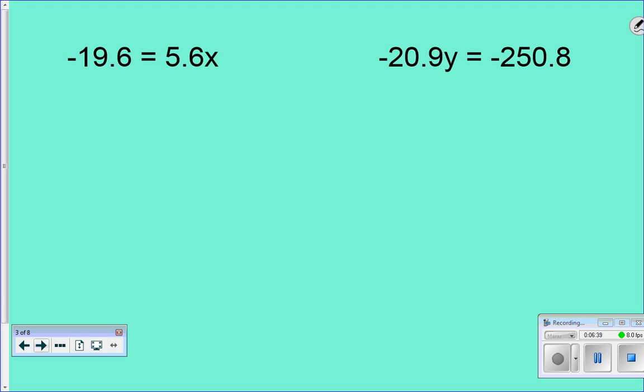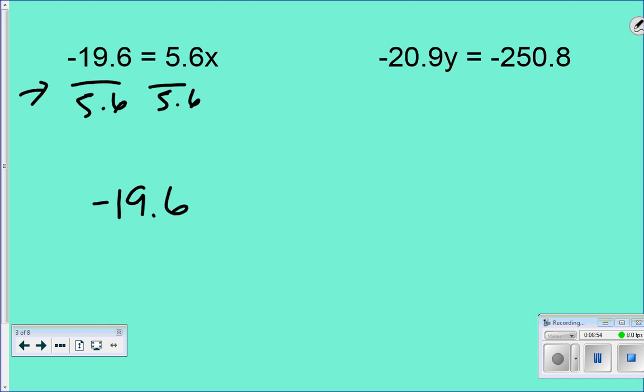Okay, if you look at this one, it's set up just a little different. You see that the answer's first and the variable second. It's not a big deal. So divide by 6.6, divide by 5.6. It stops in the tenths, right? Move it over once. I think it's 3.5. Isn't it? 3.5 for this.